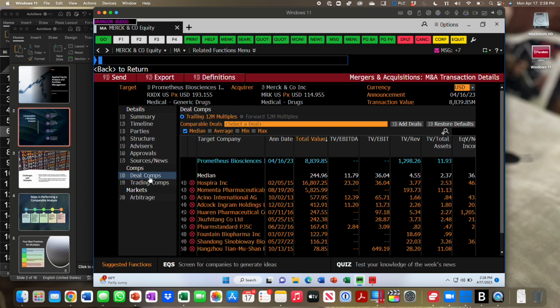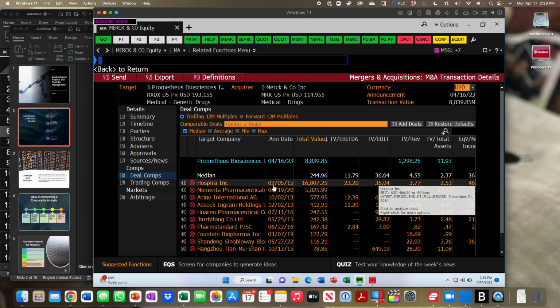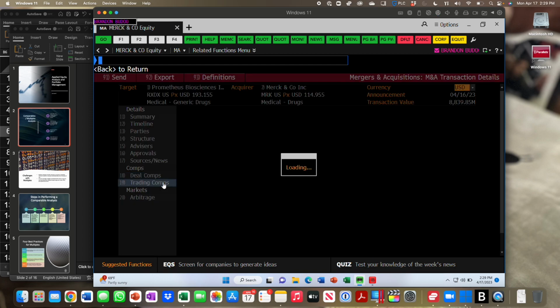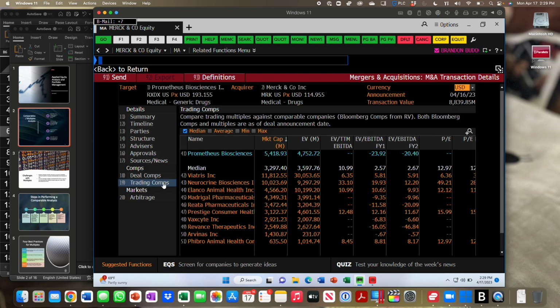Here, deal comps. Here's the multiples. So just like the house, in a deal transaction, what Bloomberg will do is, here are similar biotech companies that have been acquired historically that are similar to Prometheus. Total value is the price. Enterprise value to EBIT, total value to EBIT. Enterprise value to revenue, total value to revenue. Enterprise PE, price to earnings multiple. All those multiples, based on the historical deal prices, are right here. So there's your deal multiples. You also have trading comps. Here are publicly traded biotechs and the multiples that they're trading at based on share prices today.